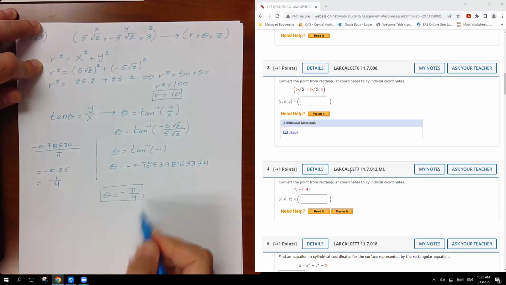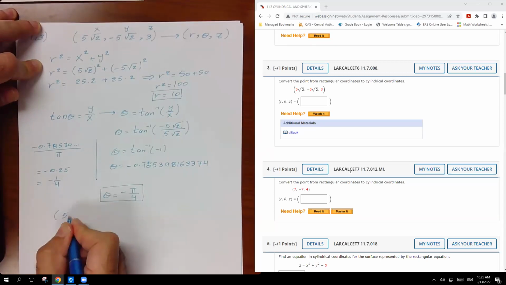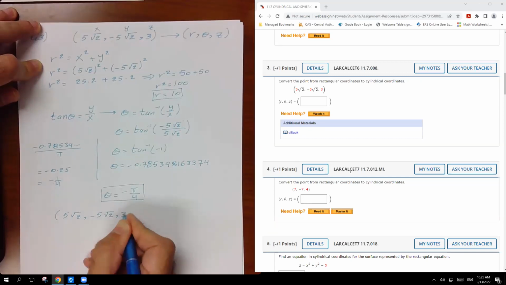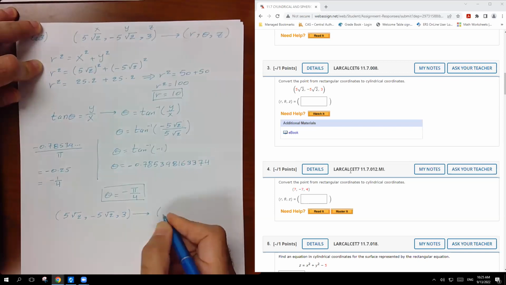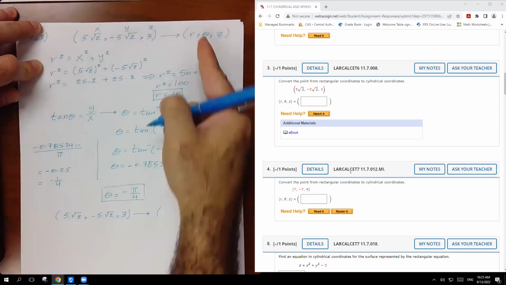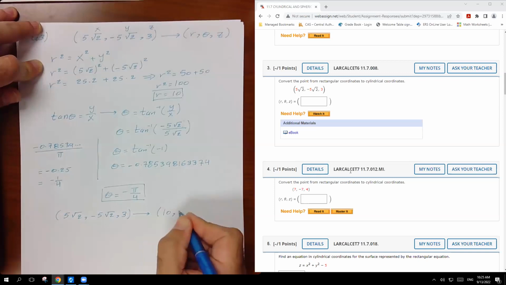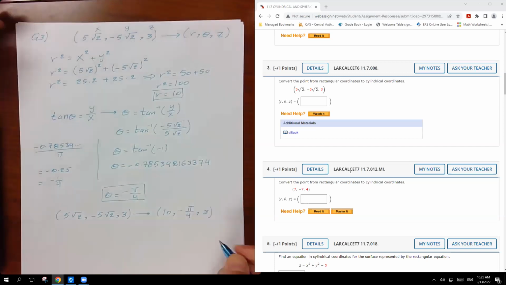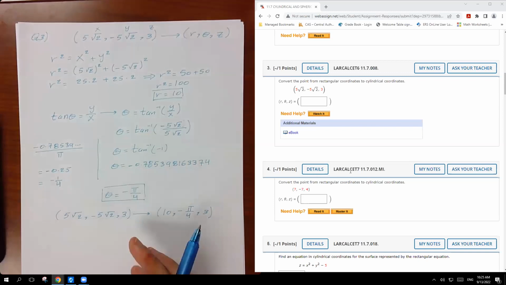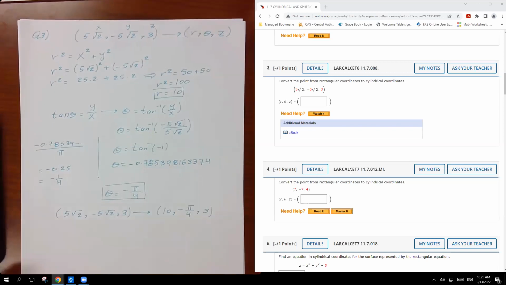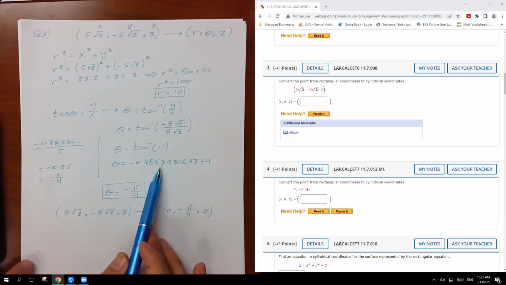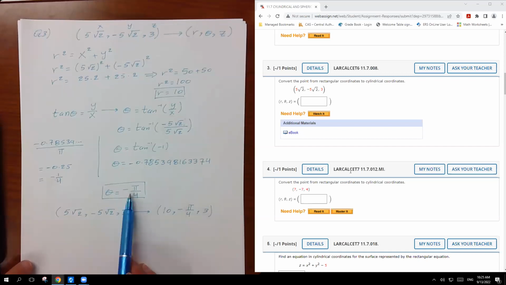Now the point 5 square root of 2, negative 5 square root of 2, and 3 is going to convert to r is 10, theta is negative pi/4, and z is going to be the same thing, 3. So that's how we're going to write down the theta. If you have another way to write it, it's up to you, but you have to use theta equal tan inverse of negative 1. This number you can't plug in WebAssign. You have to convert it to negative pi/4.